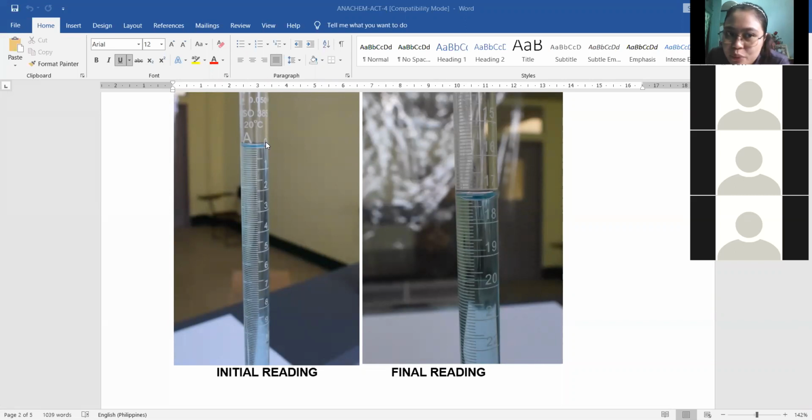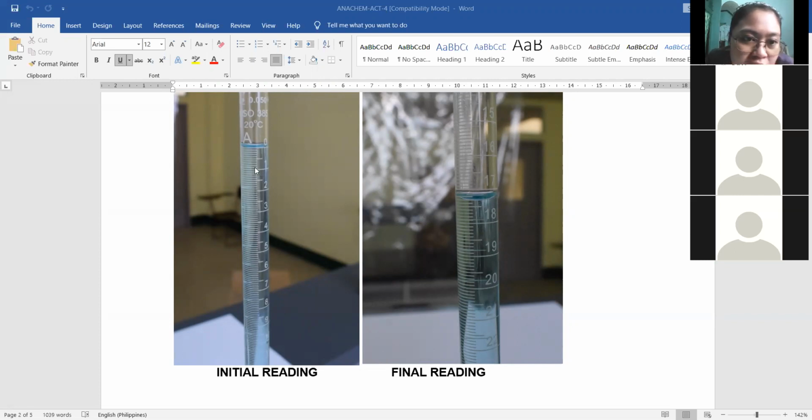So, we will be using the lower meniscus. So, ang pag-read nito, class, is ito. This is the initial reading. Pababa kasi, class, yung pag-flow, diba? So, baliktad yung graduation mark ng burette. Nasa pinakataas yung 0. And then going downward. So kung mag-dispense ka ng volume ng liquid, i-open mo yung stopcock sa baba and then magfo-flow siya downwards. And then if you want to measure like 1 ml, then you stop here.